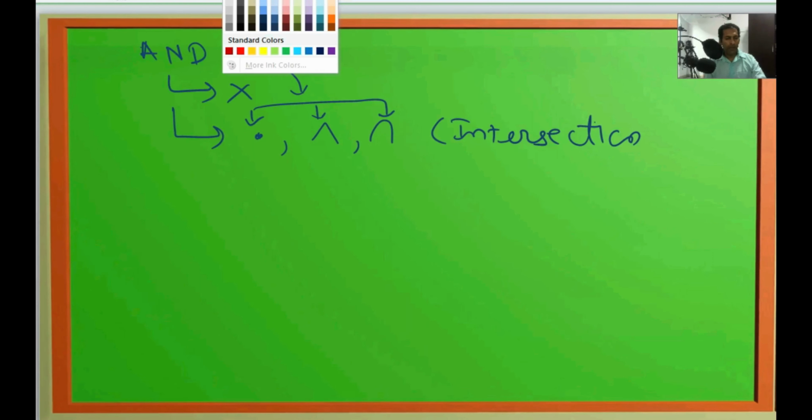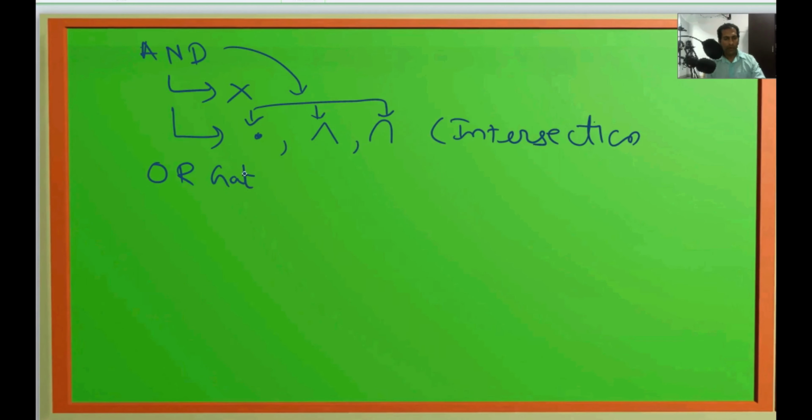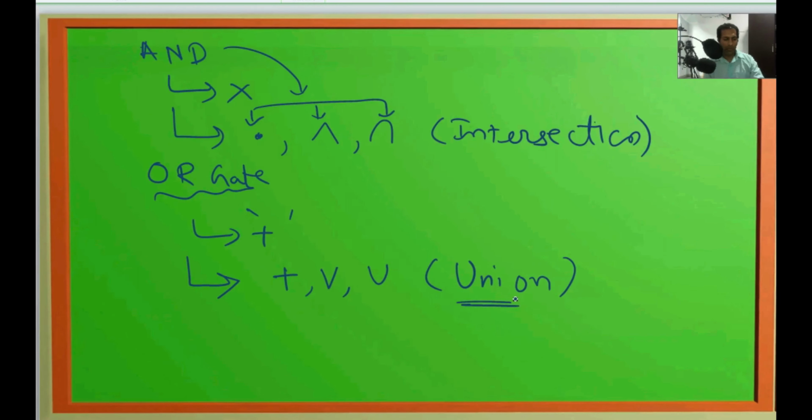Then the next one is the OR operation. The OR operation is similar to the addition operation, and this is logical addition performed by the OR gate. It is represented by a plus sign or this V or U sign, which represents union. It is called union. So this is about the OR gate.